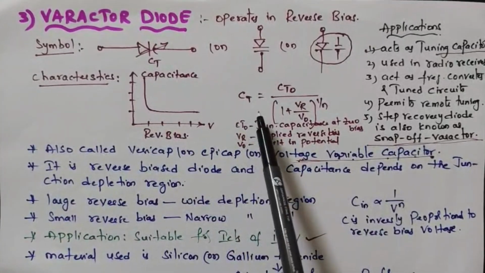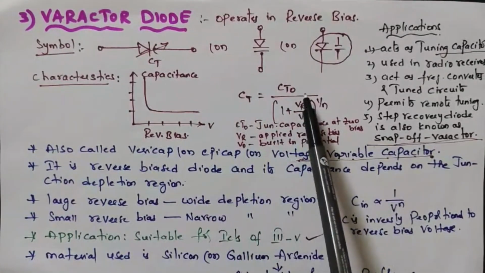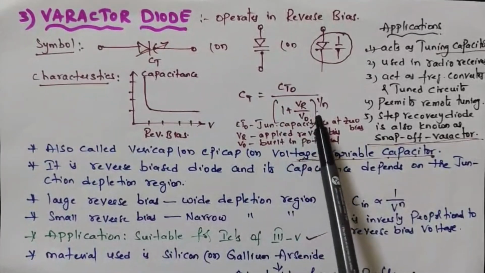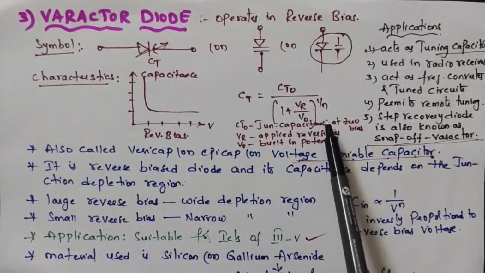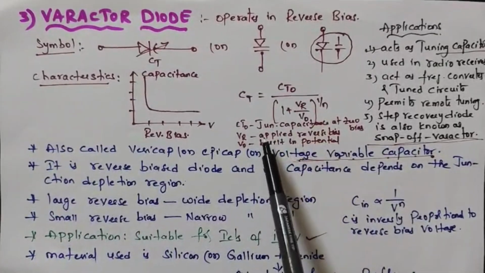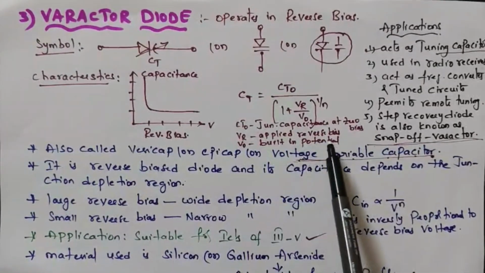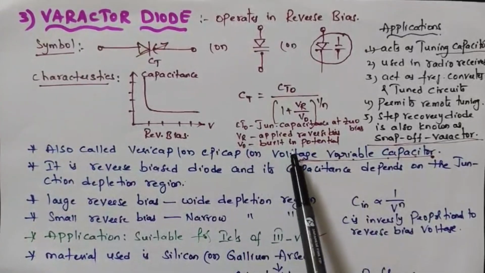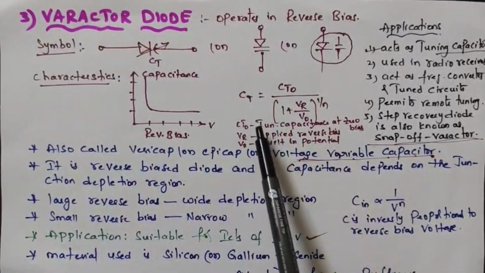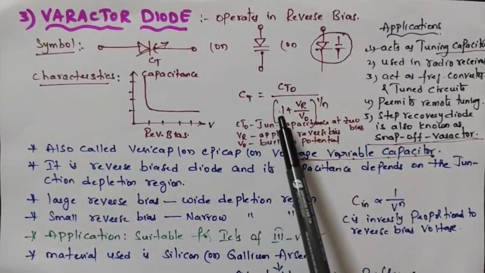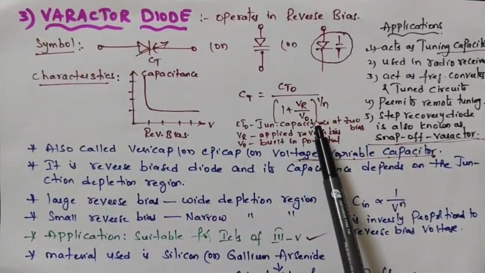And coming to the formula, Ct is equal to Ct0 divided by (1 plus Vr by V0) raised to the power 1 by n. Here Ct0 is the junction capacitance at 0 bias, whereas Vr is the applied reverse bias, and V0 is the built-in potential. Okay, this is the formula of the capacitance for the Varactor diode.